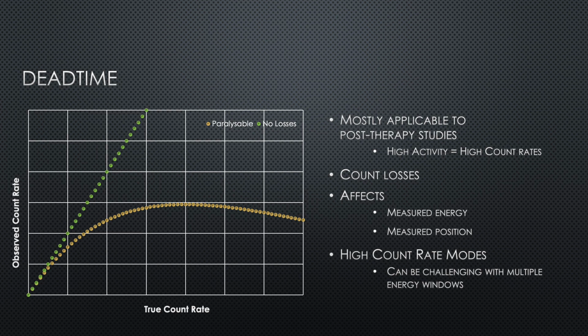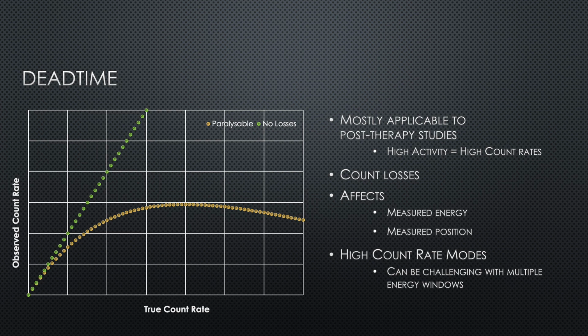Dead time is something else that can be important in quantitative SPECT, although it is mostly applicable to post-radioligand therapy imaging where high levels of activity can give really high count rates. And as we can see on the image on the left here, ideally as we increase the flux of radiation hitting the detector, we get a linear response of what's measured on the scanner. But actually what happens in reality is that we get this loss of counts, which at very high flux takes this downward trend as well.